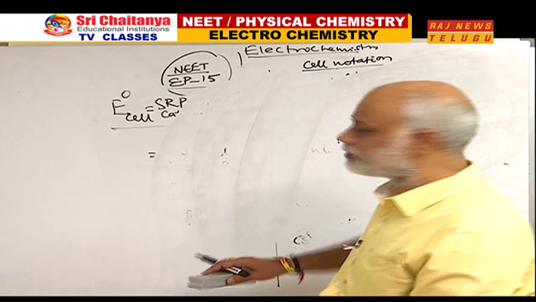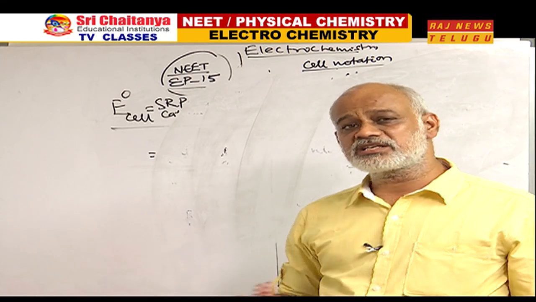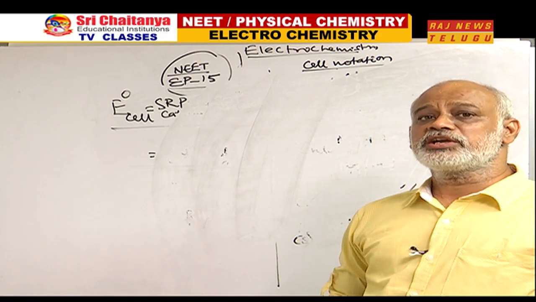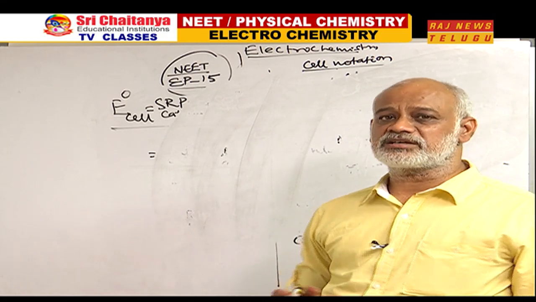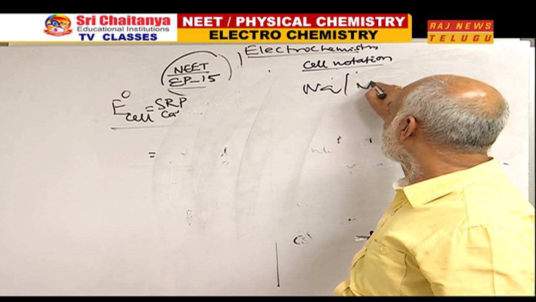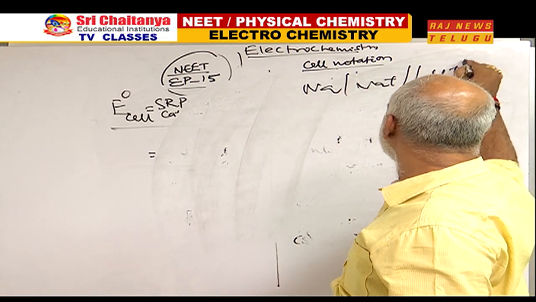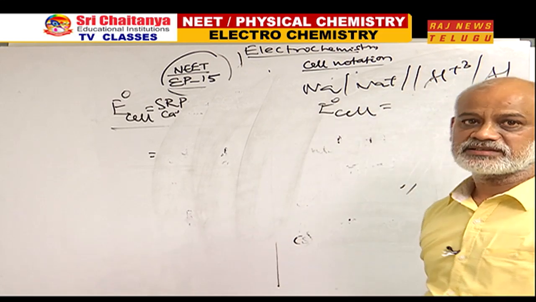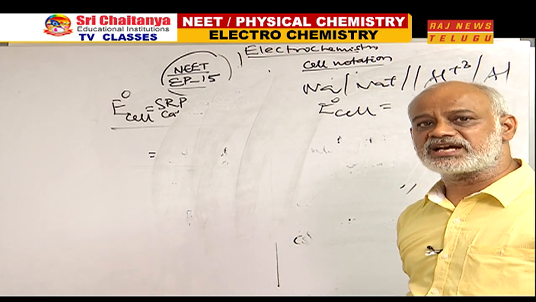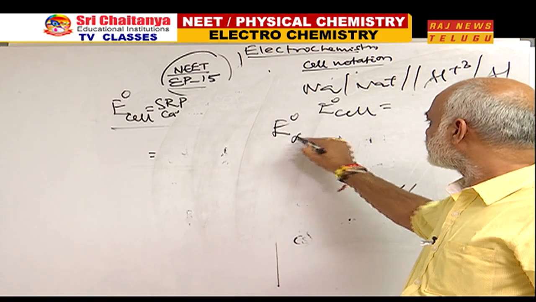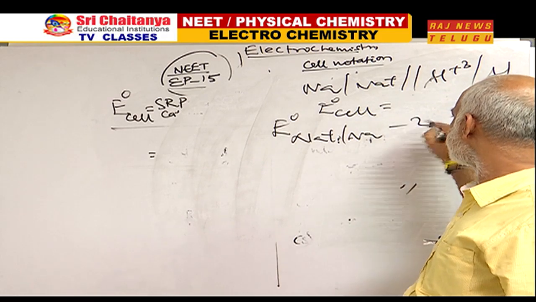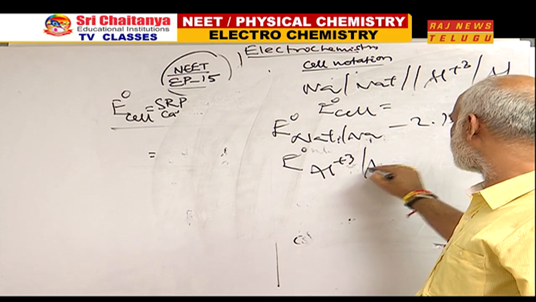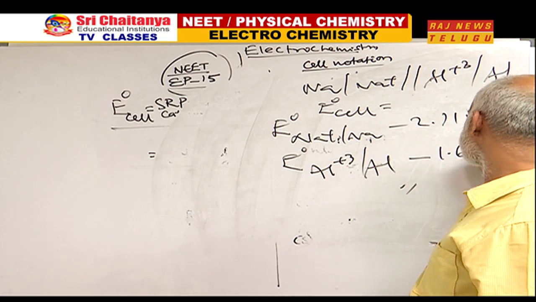How to do the problem? While doing standard electrode potential and cell potential problems, no need to worry about the charges present on the species. Take Na plus Na and Al plus 3 Al. Calculate E naught cell is the question asked. Given E naught Na plus Na is minus 2.71, E naught Al plus 3 Al is minus 1.66.